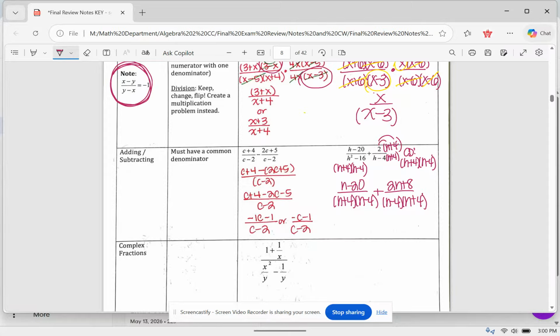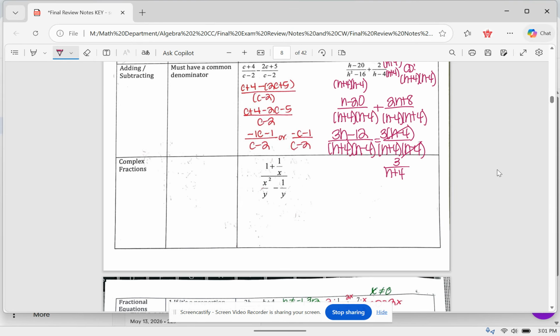All right, now I have common denominators, so I can add those two things together, and I get 3h minus 12 all over h plus 4, h minus 4. And then I want to see if I can simplify it from there. I'm going to factor out a 3. And what you guys should notice is that I have an h minus 4 in the top and in the bottom. So therefore, this simplifies to 3 over h plus 4. And that's my final answer.